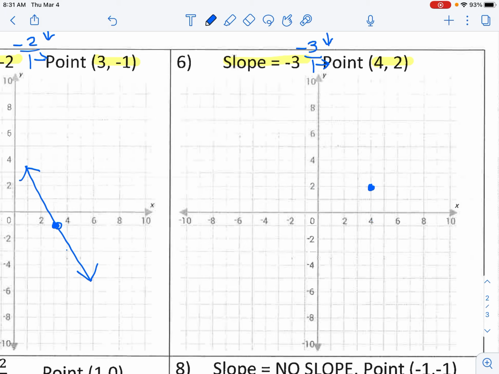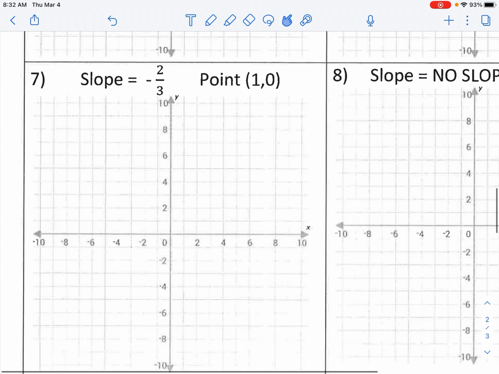I'm going to erase the little marks that I made to help myself. So your slope is -3. So we're going to go down 1, down 2, down 3, and right 1. Oops, right 1. So our second point will be here. So our line should look like that. Again, it's a little messy on the iPad, kind of hard to draw a straight line with the stylus, but doing the best I can.